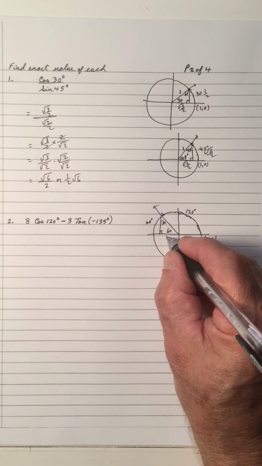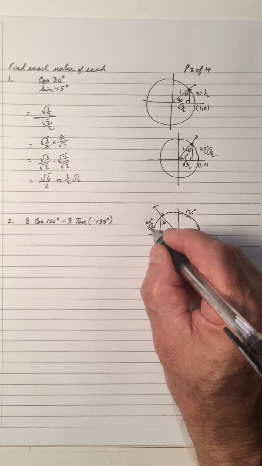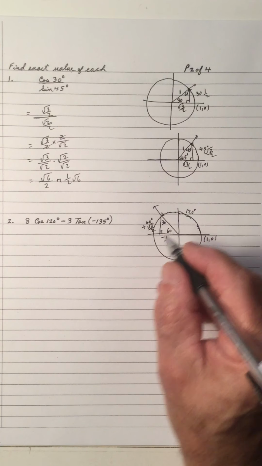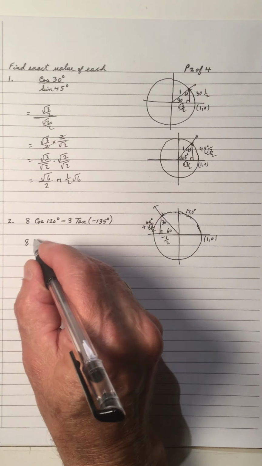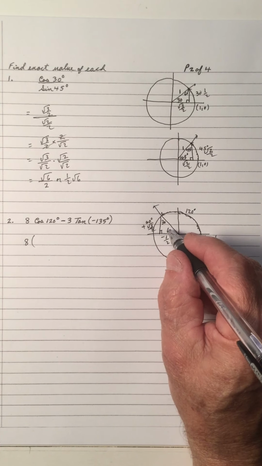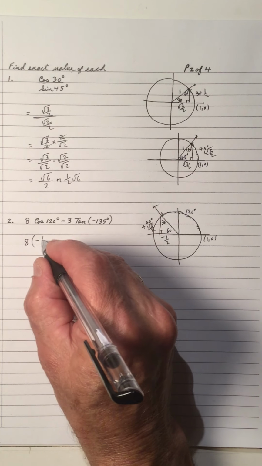Opposite 30 is a half. Opposite 60 is root 3 over 2. And the y is positive, and the x is negative. So the cos of 120, cos is the x over the r, or just the x, which is negative a half.